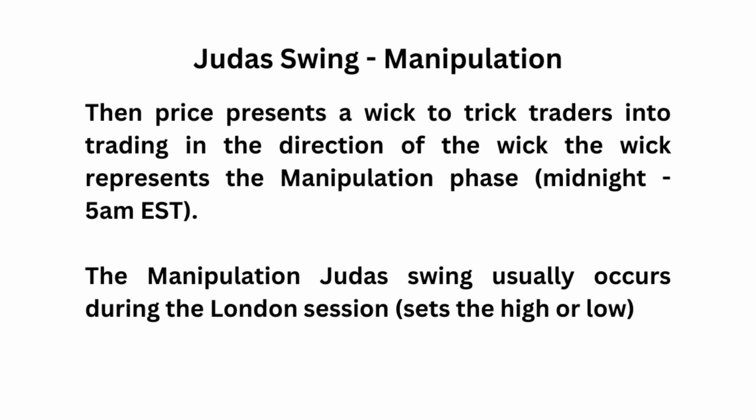In the manipulation phase, which is called the Judas Swing, price presents a wick to trick traders into trading in that direction of the wick. The wick represents the manipulation phase, which is midnight to 5 a.m. Eastern Standard Time. The manipulation Judas Swing usually occurs during the London session, and that sets the daily high or the daily low.